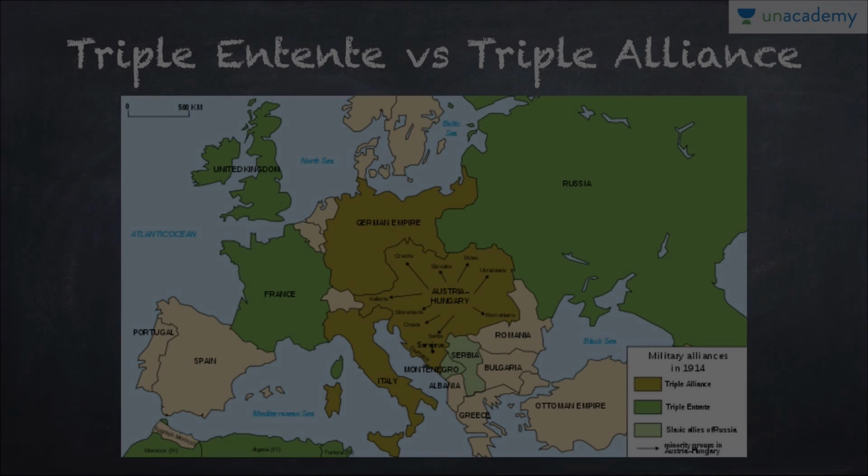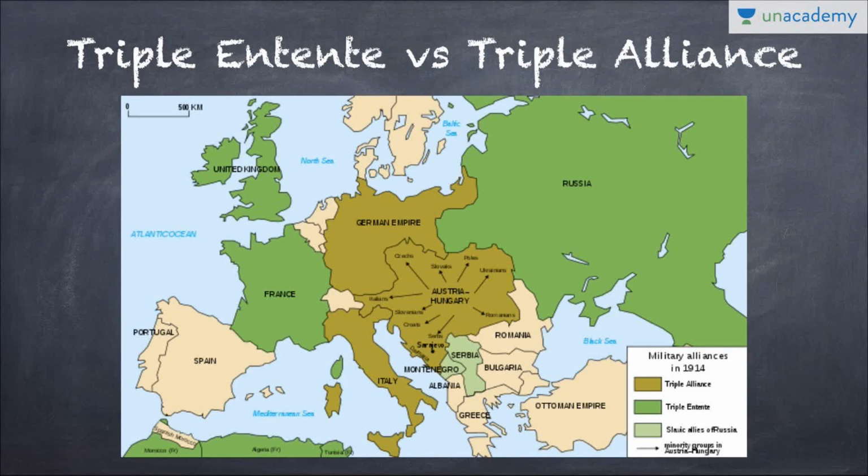Now, finally, let us see the map. As you can see, the green is called the Triple Entente. This is Russia, France, and the United Kingdom. Obviously, there are a lot of areas here also in Africa. Whatever is under the United Kingdom is part of the Triple Entente. When we talk about the Triple Alliance, it is the German Empire, Austro-Hungary, and Italy. So this is the entire picture which you should know. Green is Triple Alliance and the brown portion is Triple Entente.